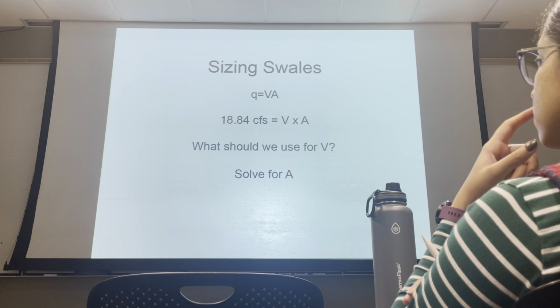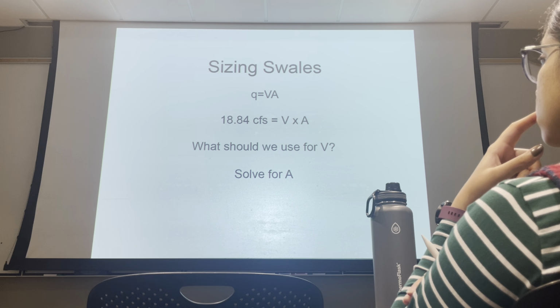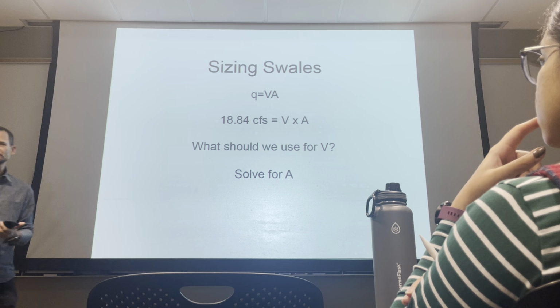So if I decided that I wanted this to be 3 feet wide, it would have to be 1.57 feet deep. So the cross-sectional area could be 4.7.